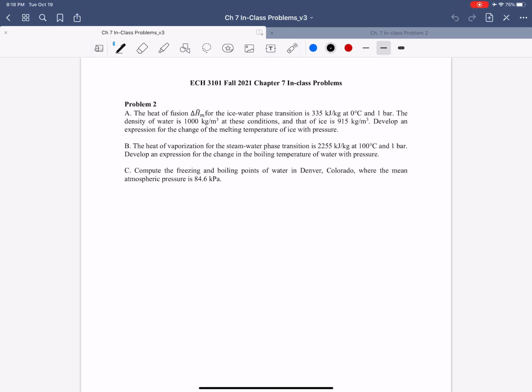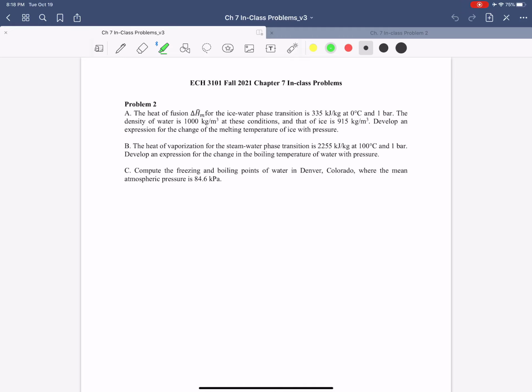In Chapter 7, in class Problem 2, we're going to explore the capabilities of the Clapeyron equation and how we could use it to relate temperature and pressures at phase transitions. In particular, we're going to focus on the ice-water, or the water phase transitions. And so in Part A of this problem, what we're interested to look at is the ice-water phase transition.